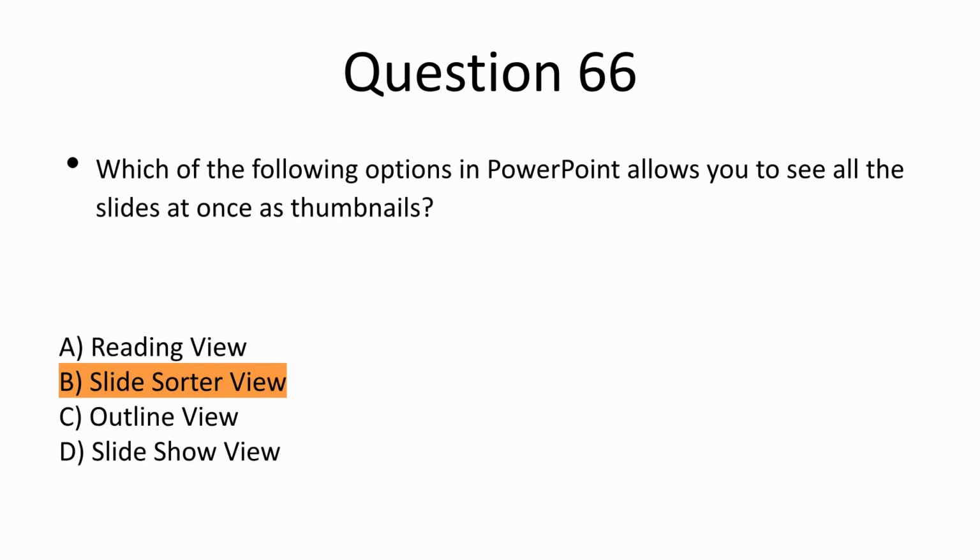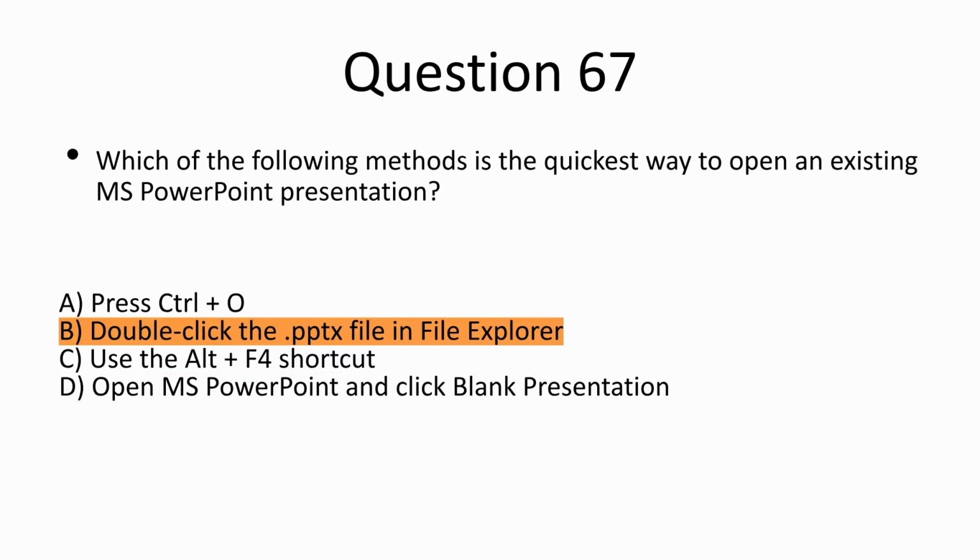Question 66. Which option in PowerPoint allows you to see all the slides at once as thumbnails? The correct option is B. Slide sorter view. Question 67. Which of the following methods is the quickest way to open an existing MS PowerPoint video? The quickest method is B. Double-click the .pptx file in File Explorer.